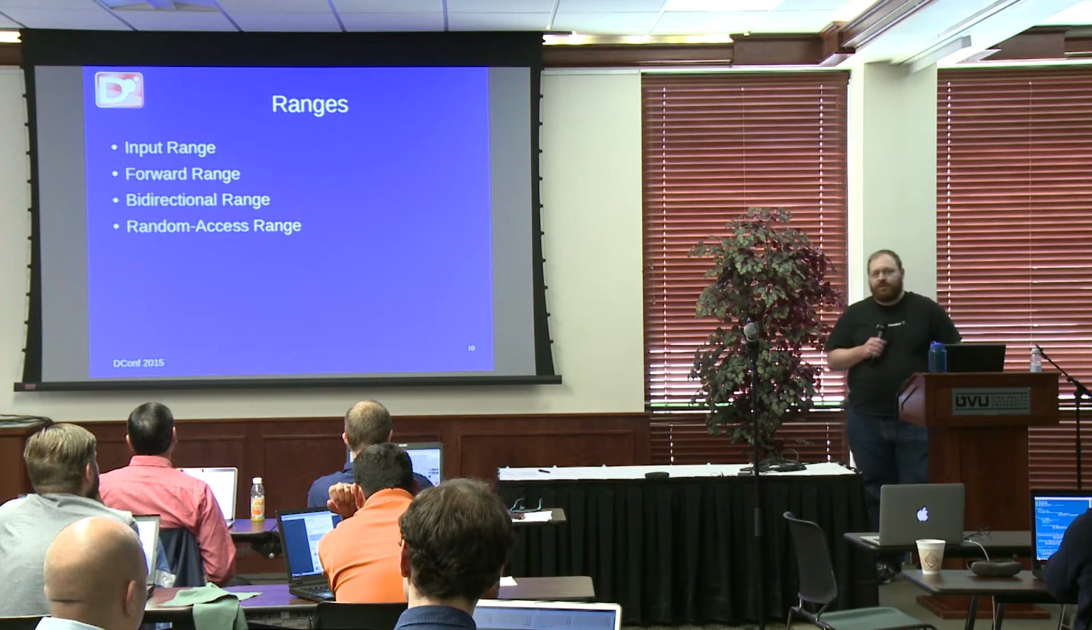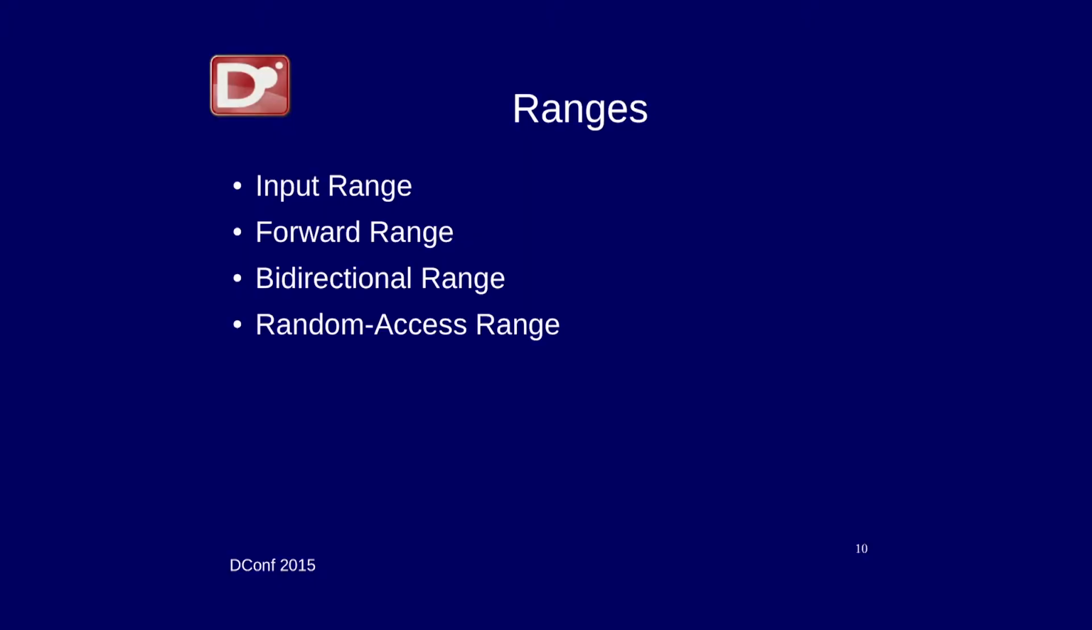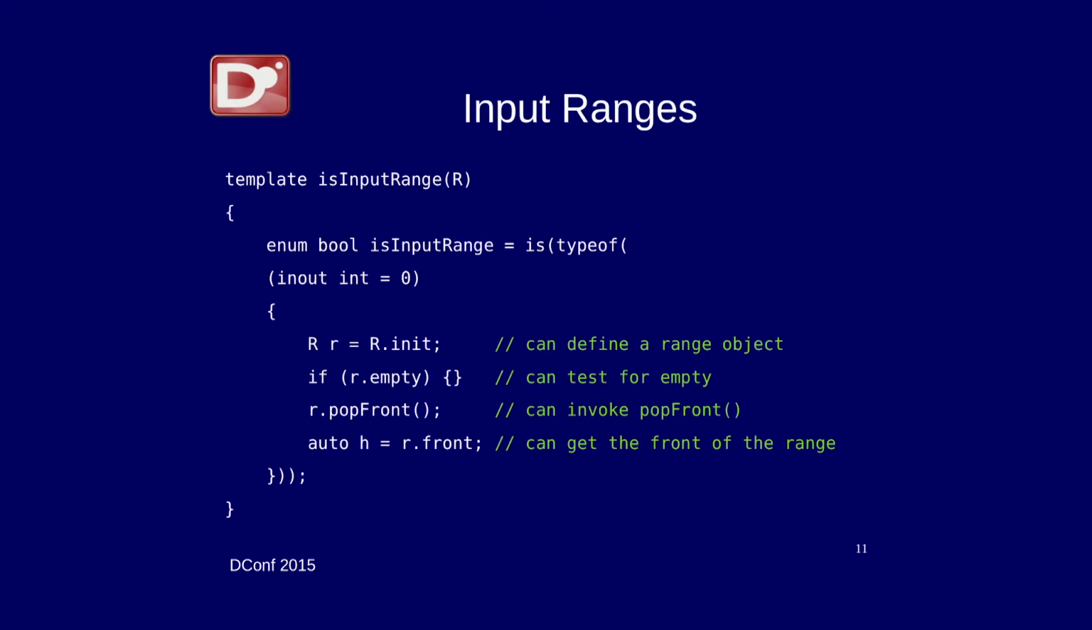There are a variety of different range types, similar to the variety of iterator types in C++. Like not every iterator in C++ can have the decrement operator used on it. Not every iterator can have 7 added to it or whatnot. They're not all random access. They're not all bidirectional. So we have essentially the same set of general separation and hierarchy with D ranges. The most basic, of course, is input ranges.